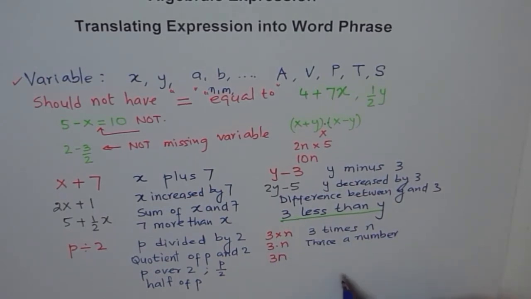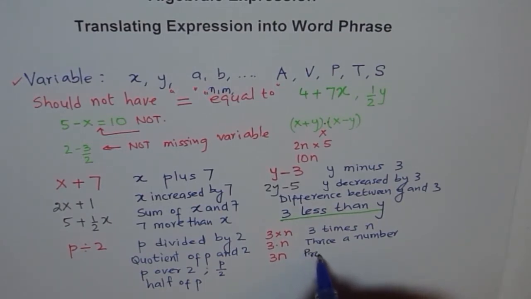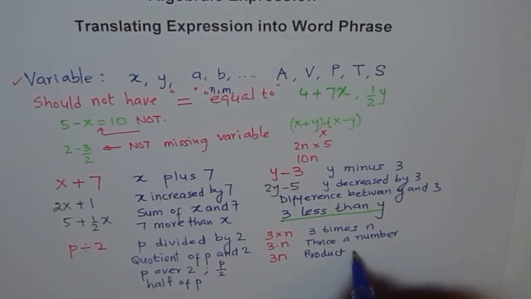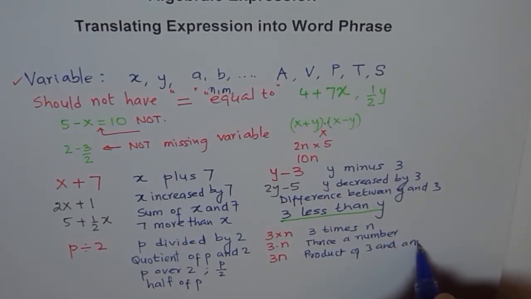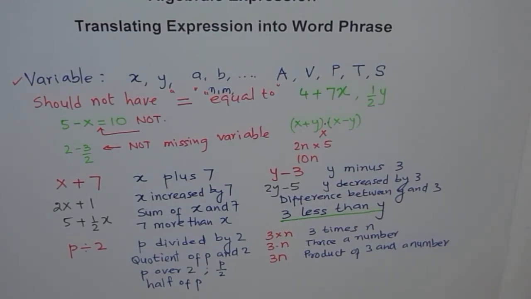So the number is taken 3 times. Do you understand? Thrice a number. We can say product of 3 and a number. Do you understand? So these are different ways of saying the same thing. Correct? 3 times a number. Or twice a number, or thrice, because we are multiplying, right? Product of 3 and a number.